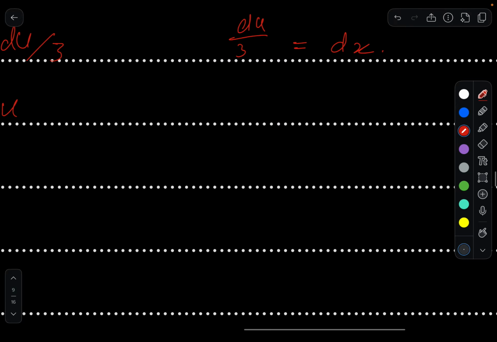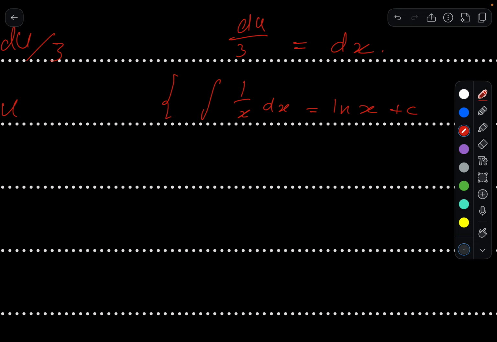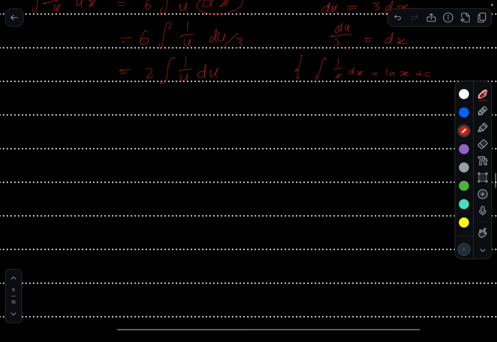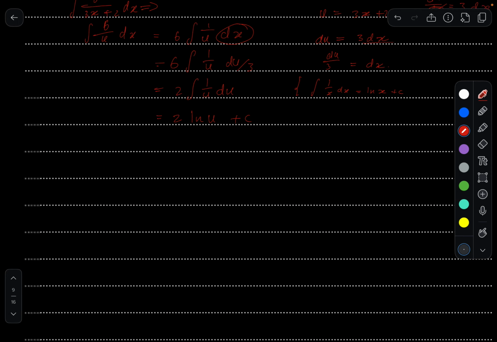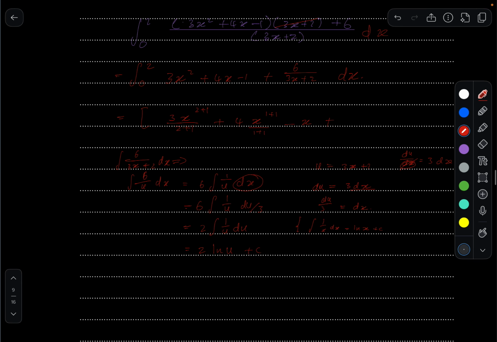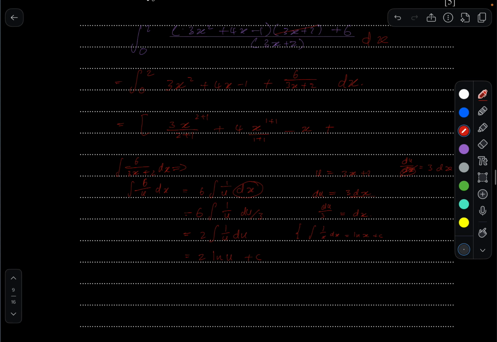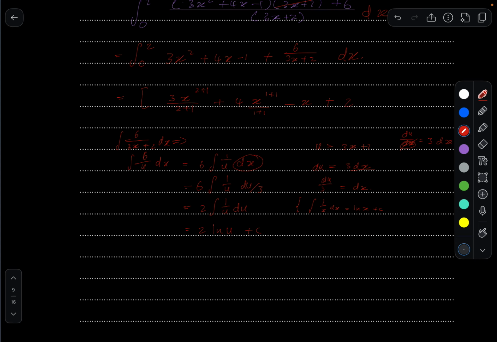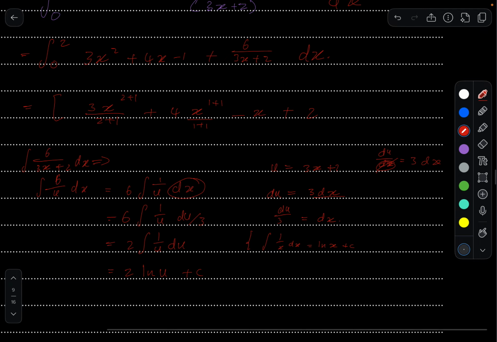Now we know that the integral of 1 over x dx is basically ln of x plus c. However, in this case, we have 2 ln of u plus c. Now, I don't need the plus c in this case. I can just put this part as it is. So what I'll do is that I'll just say it is 2 ln of the denominator, which is 3x plus 2.